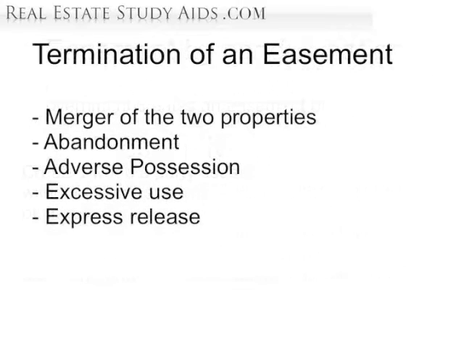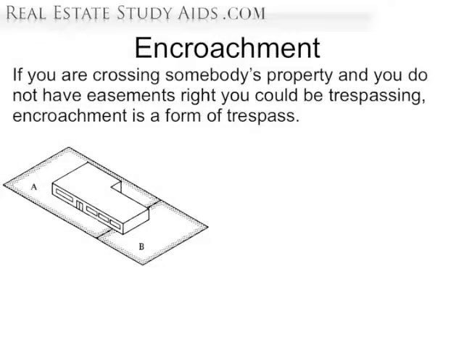An easement can be terminated in a number of ways, such as merger of the two properties, abandonment, adverse possession, excessive use, express release. If you are crossing somebody's property and you do not have easement rights, you could be trespassing. Encroachment is a form of trespass.